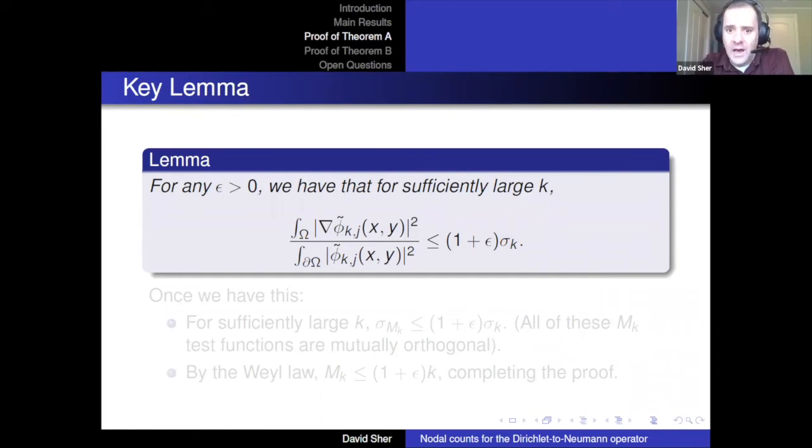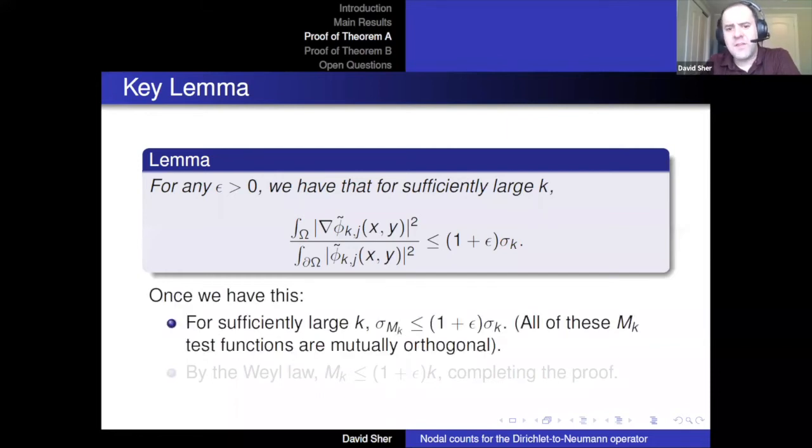The key lemma in all of this is that we're not going to be able to bound this Rayleigh quotient by sigma k, because that would imply a Courant theorem with a bound of 1, which we know can't happen. But we are going to be able to bound it by 1 plus epsilon times sigma k for any epsilon and sufficiently large k. Of course, k depends on epsilon as usual. The left side is the Rayleigh quotient for this extended test function. The right side is 1 plus epsilon times sigma k.